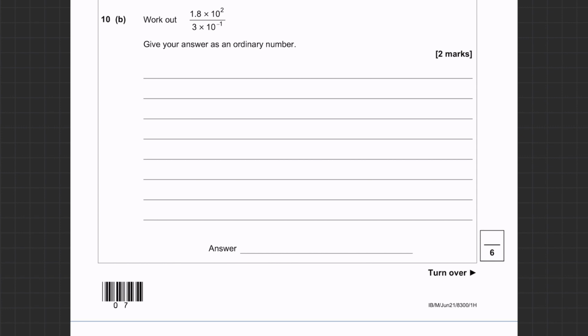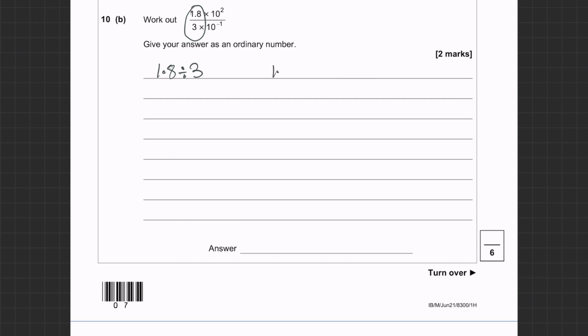We now want to work out this, which we want to leave the answer as an ordinary number. There's a couple of ways you could go about this again. I'm just going to show one method this time. So I'm going to break it up to say, well, 1.8 divided by 3 first. So 1.8 divided by 3. How you do that is up to you.